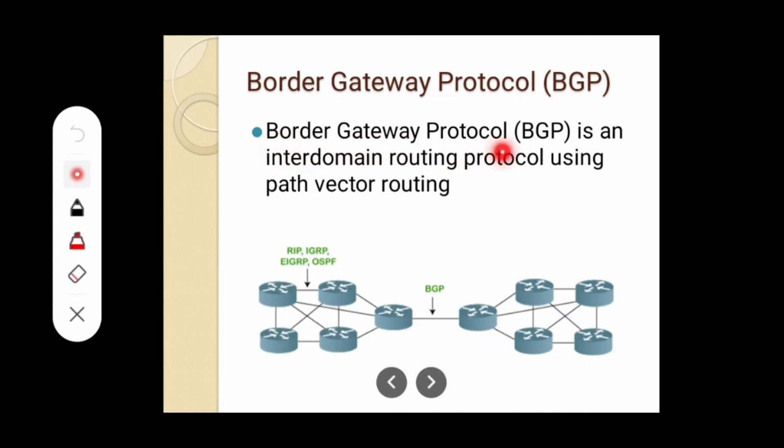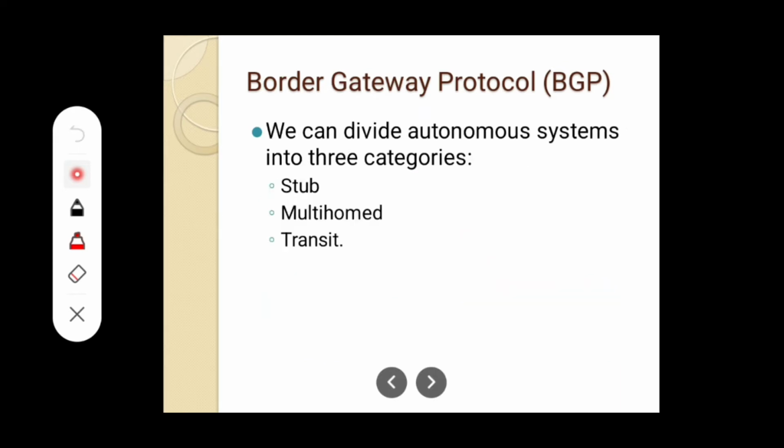Border Gateway Protocol, BGP, is an inter-domain routing protocol using the path vector routing technique. We'll explain what path vector routing is. Before that, let us see the different classifications of autonomous systems. We can divide autonomous systems into three categories: stub, multi-homed and transit. So what is a stub, what is multi-homed, and what is transit?